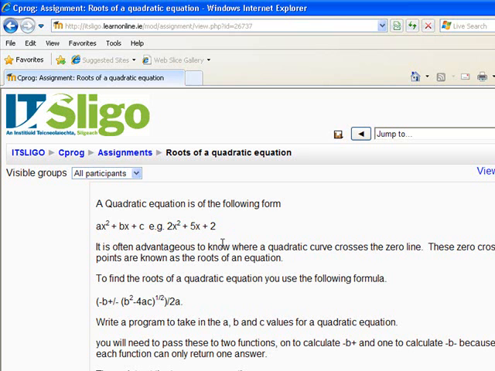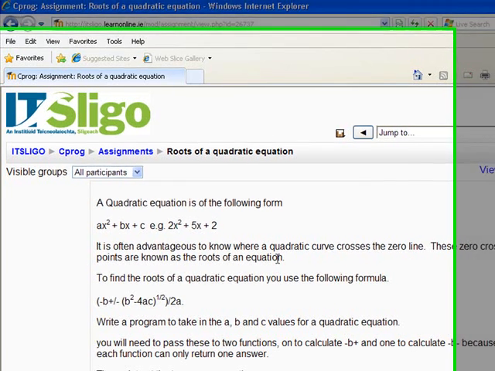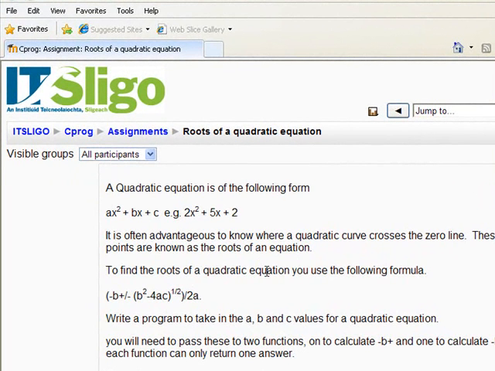It's often advantageous to know where the quadratic curve crosses the zero line. These zero crossing points are known as the roots of the equation. To find the roots of the quadratic equation, you can use the following formula. Now, some of you will be able to find the roots of this particular one, for example, in your head if you went at it, but we can use this formula in order to figure it out as well.